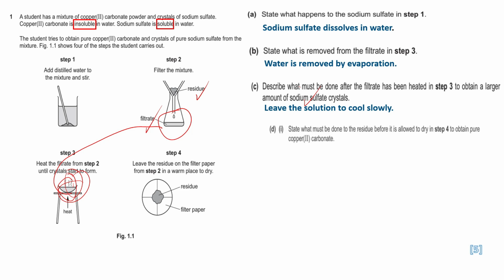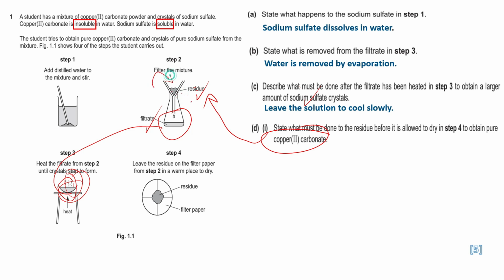Letter D, single I. State what must be done to the residue before it is allowed to dry in step 4 to obtain pure copper 2 carbonate. Copper 2 carbonate is insoluble, so it is separated as residue. How to obtain a pure sample of copper 2 carbonate? By washing the residue with distilled water, using a squeezing bottle with distilled water.